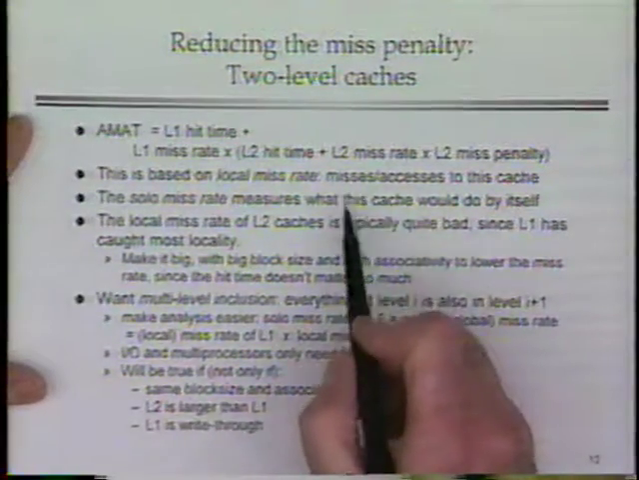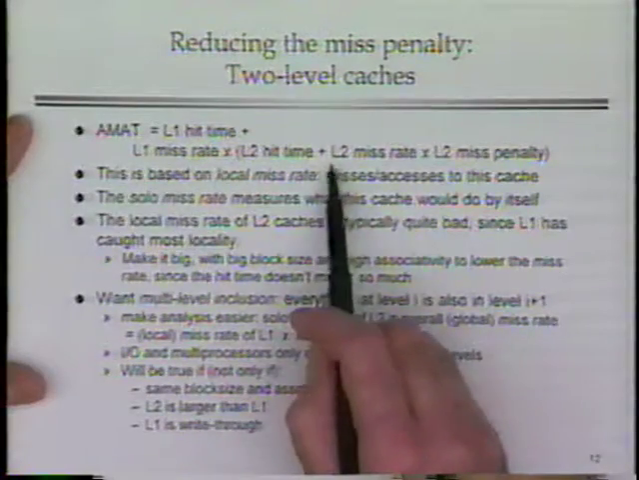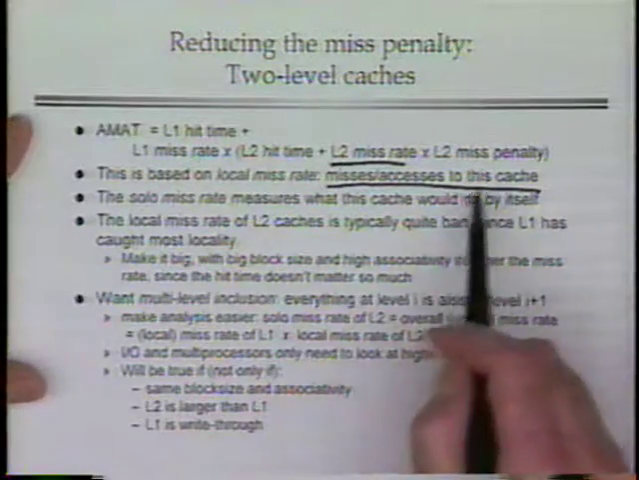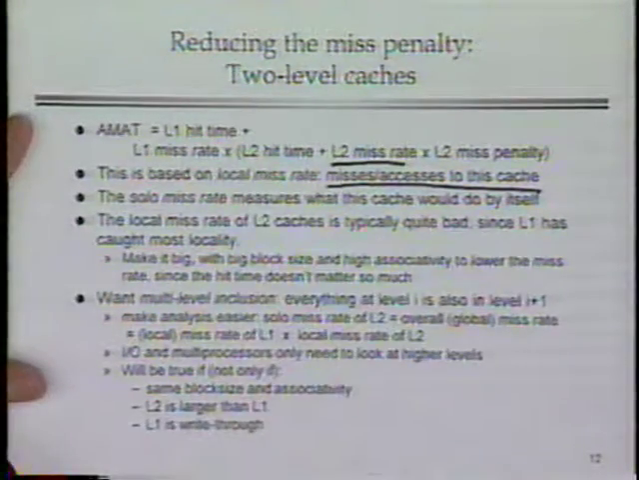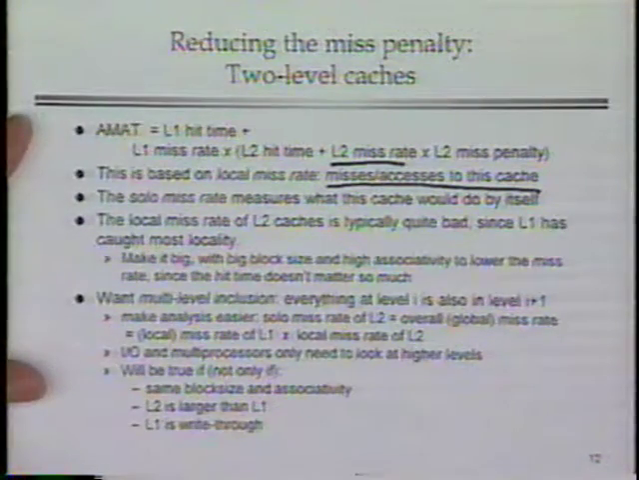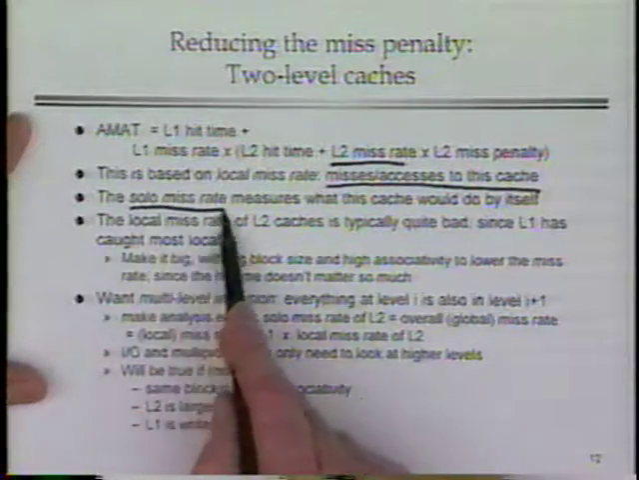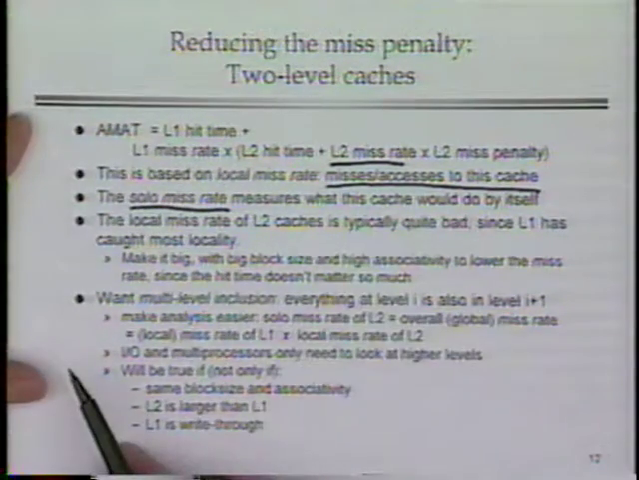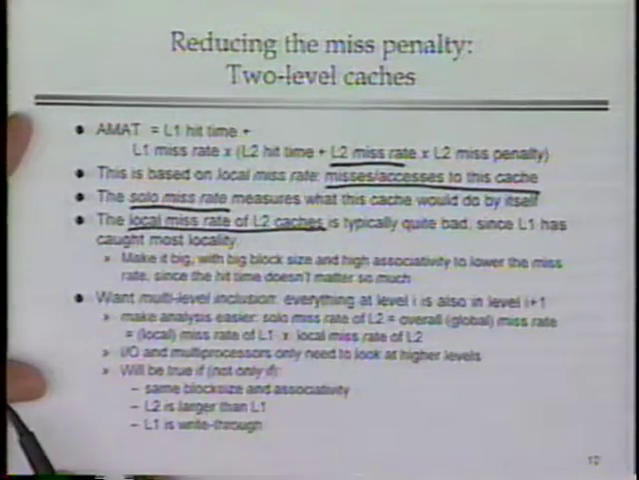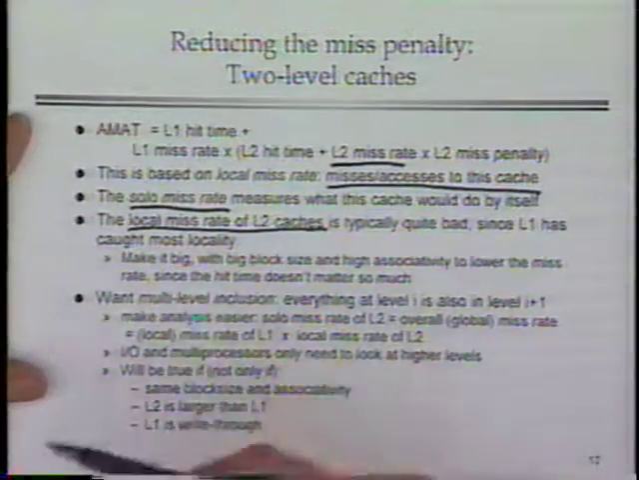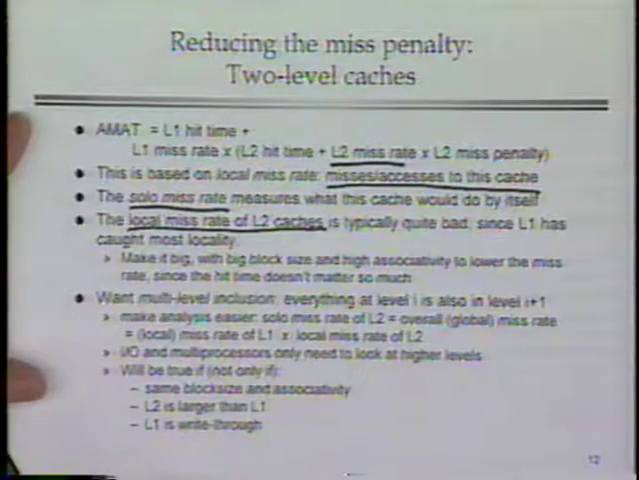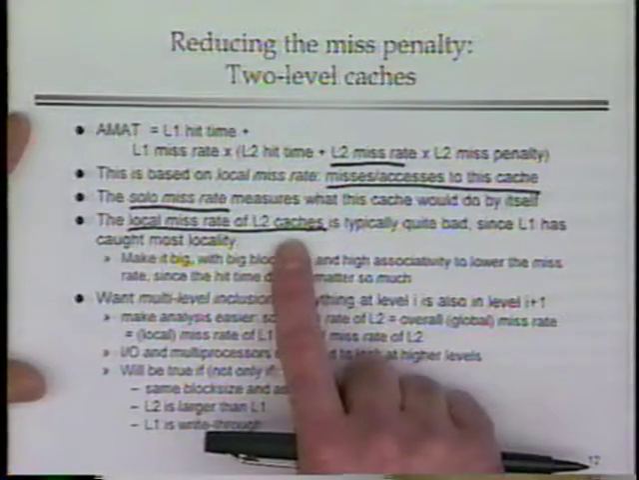Now notice that this is based on the local miss rate. So this level 2 miss rate is the misses divided by the accesses to that cache itself, assuming that the level 1 cache is in front of it. Now remember, I made this mistake on the first set of slides that I produced. The solo miss rate, which is the miss rate that the level 2 cache would have by itself, is a lot better. The local miss rate of the second level cache is typically very bad because the first level cache has already caught a lot of the things that the level 2 cache would have caught if it were by itself. So it's only getting sort of the dregs of what's left over from the level 1 cache.